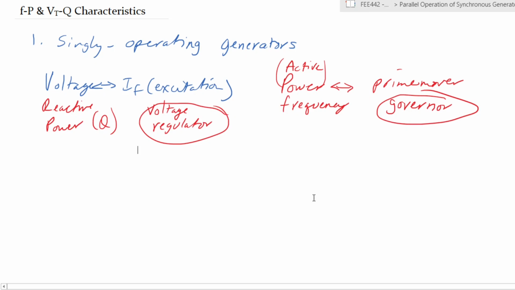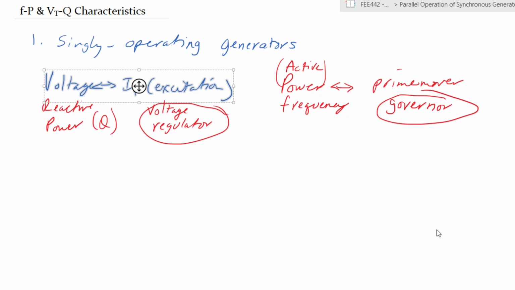So getting back to this, yeah, so when a generator is operating, those are the two key elements that you will need to take care of, or you will need to remember. Always remember, the voltage regulator varies voltage and reactive power. The governor varies active power and frequency. Let's try that again.